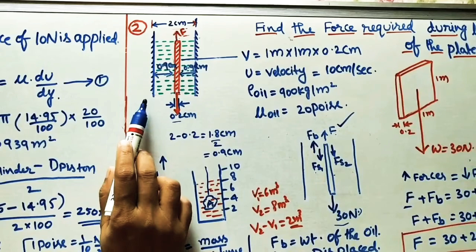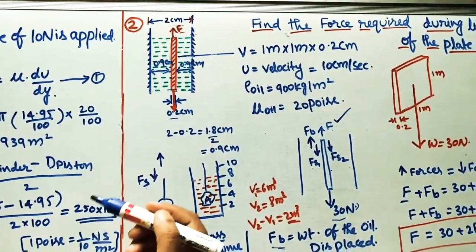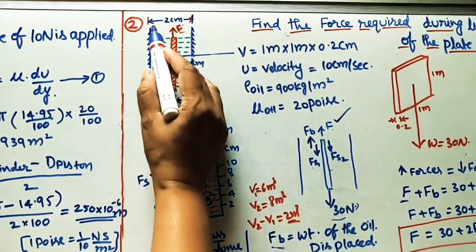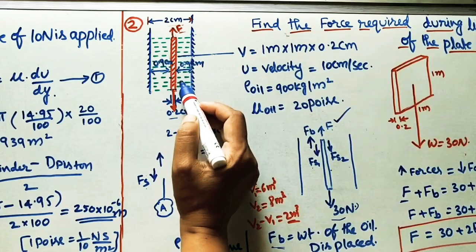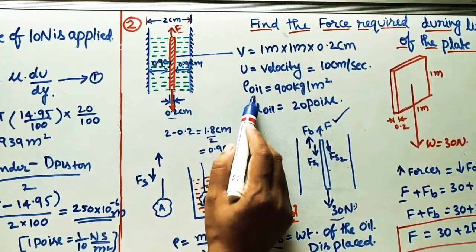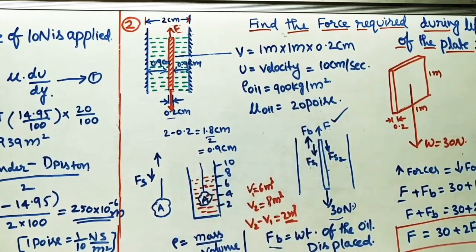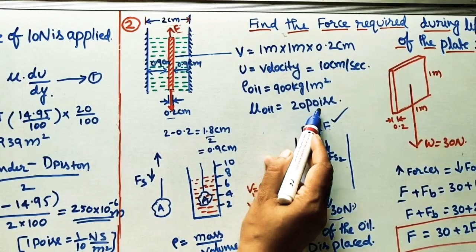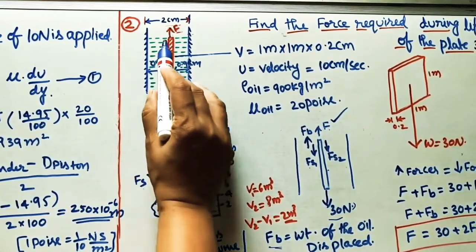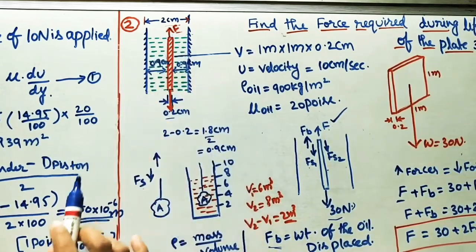Take the next problem. It is a very important problem for the competitive exams. Here two vertical plates are given. These are the fixed plates. These are 2 centimeters apart, and in it some oil is there. The oil density is given: rho of oil is 900 kg per meter cube, and the dynamic viscosity of this oil is 20 poise. In it, one thin plate is immersed at the middle of this gap.